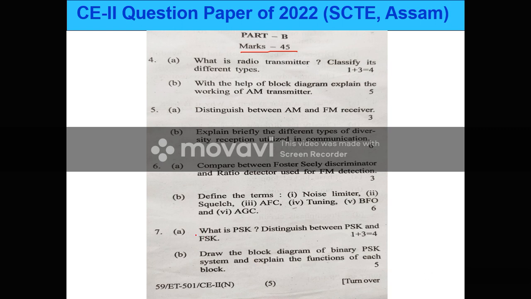Next is question number 7. What is PSK? Distinguish between PSK and FSK, that means phase shift keying and frequency shift keying. Draw the block diagram of the binary PSK system and explain the function of each block. Here it is given 5 marks.